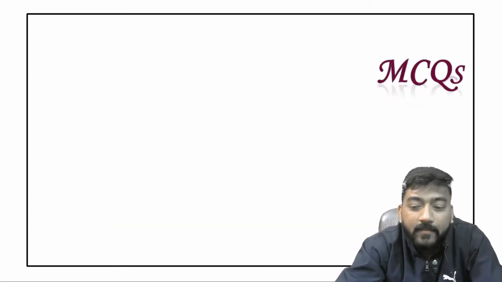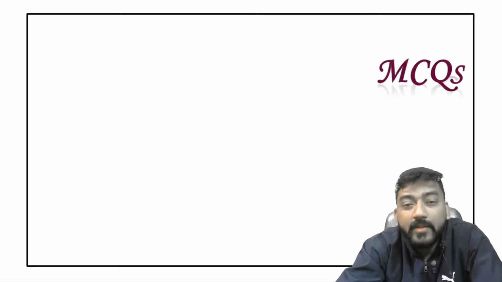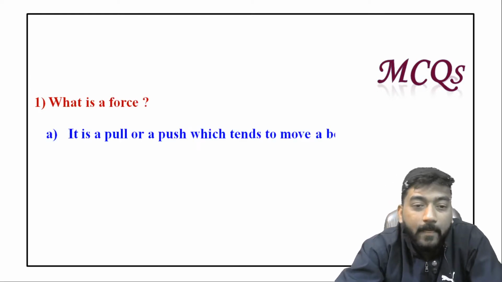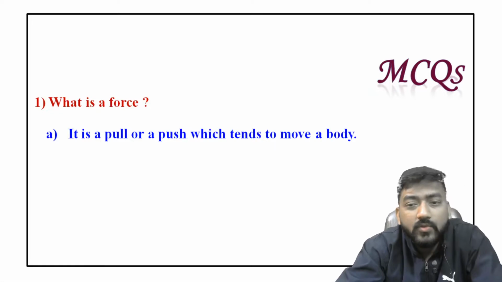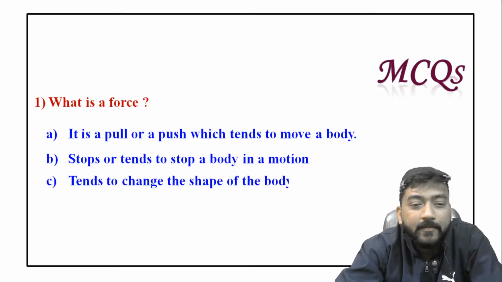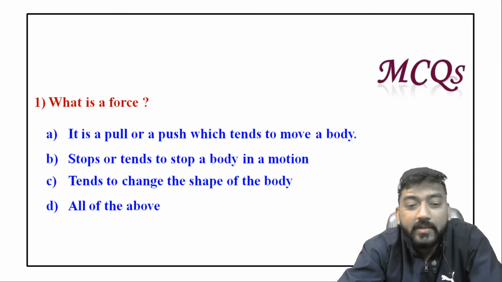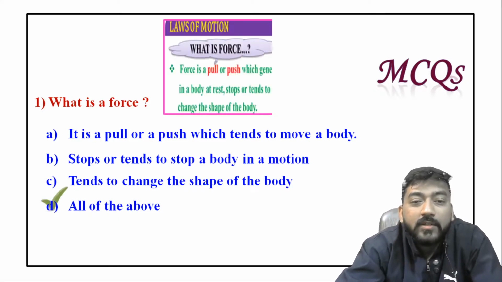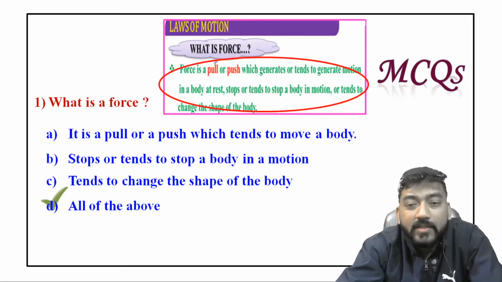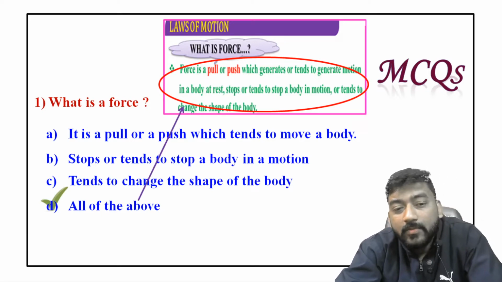Okay, so now let me discuss some MCQs on these small topics. Obviously the MCQs will be very simple at your level. So what is force? Option A, it is a pull or a push which tends to move a body. Stops or tends to stop a body in motion. Tends to change the shape of the body, it is also correct. All of the above. So option D will be correct. Let me remind you of the definition of force. You can see all the options given in A, B and C are in the definition. So we can conclude that option D is correct, that is all of the above.